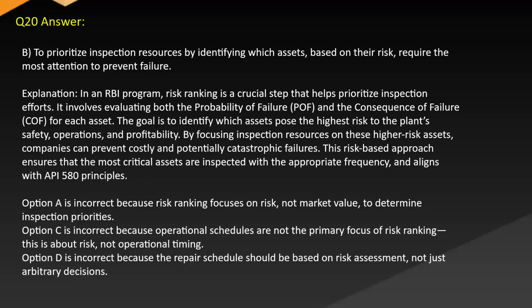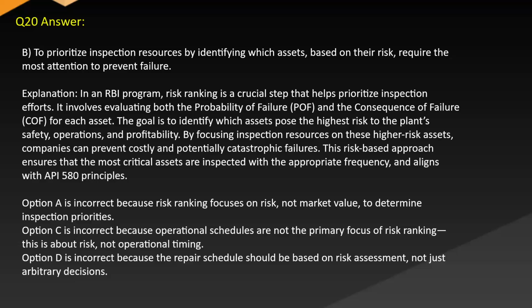Answer: B. To prioritize inspection resources by identifying which assets, based on their risk, require the most attention to prevent failure. Explanation: in an RBI program, risk ranking is a crucial step that helps prioritize inspection efforts. It involves evaluating both the probability of failure, POF, and the consequence of failure, COF, for each asset. The goal is to identify which assets pose the highest risk to the plant's safety, operations, and profitability. By focusing inspection resources on these high-risk assets, companies can prevent costly and potentially catastrophic failures.